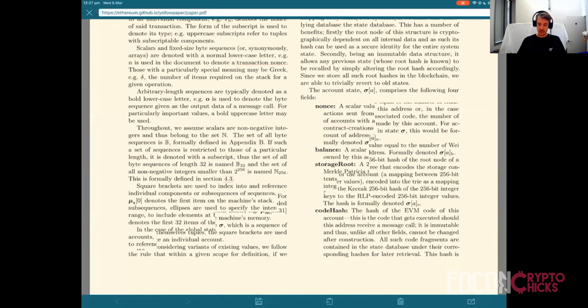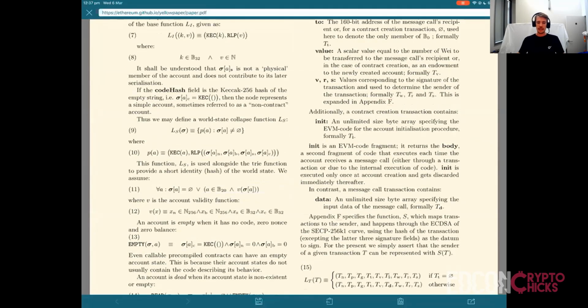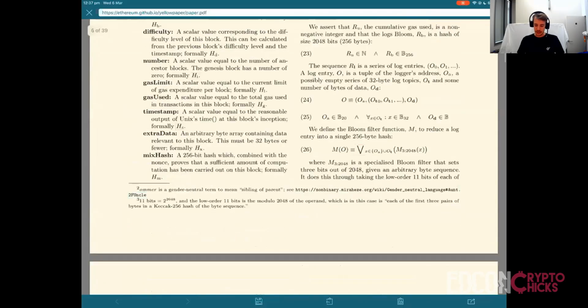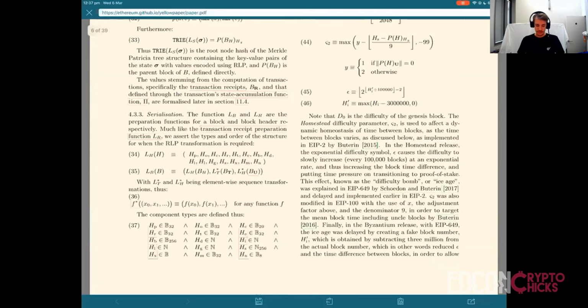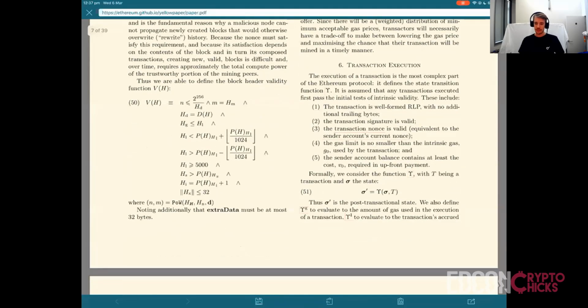What's the balance, what's the storage root, code hashes. This particular specification, while it's very detailed, can be very hard for some people to digest. It's a very formal and academic style of specification, which has some benefits. And for those who are curious, this is also where the name Sigma Prime actually comes from: this here, the world state in the Ethereum yellow paper.